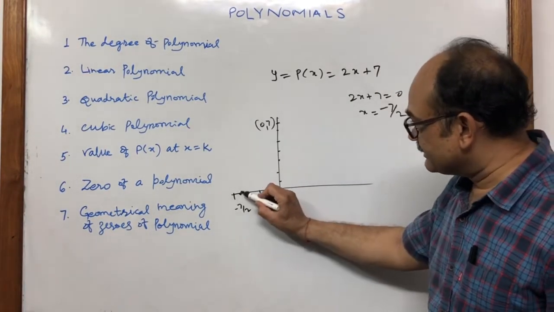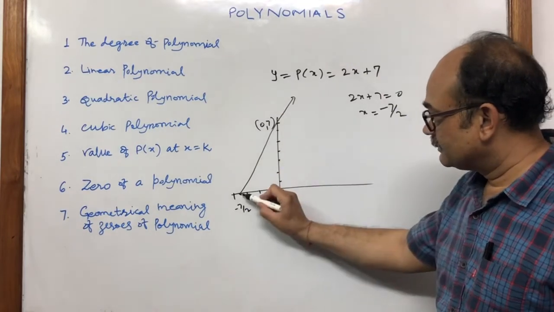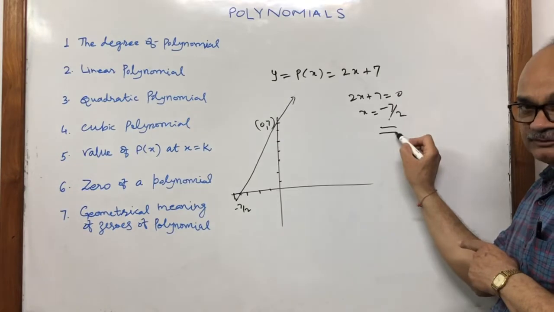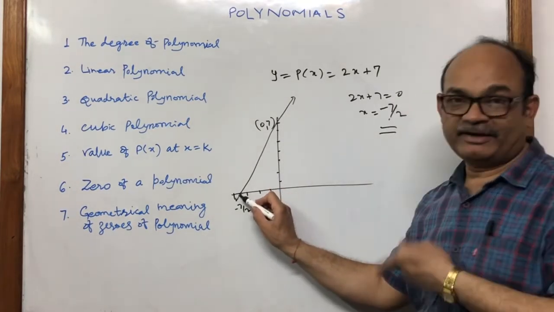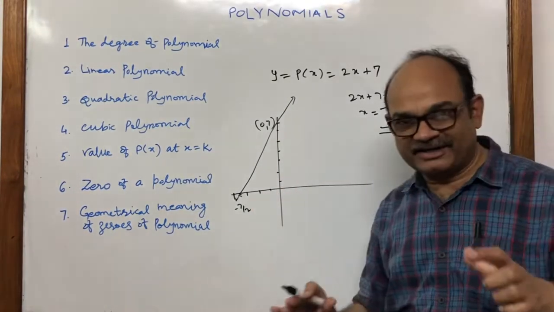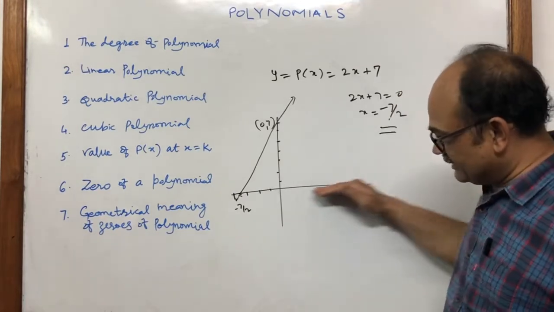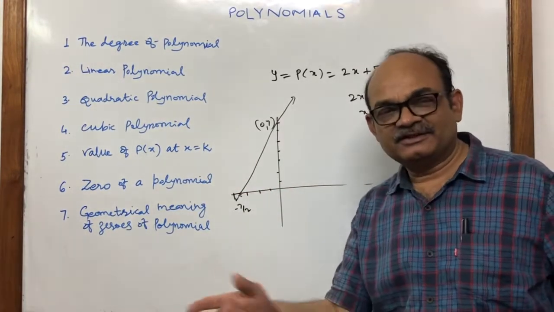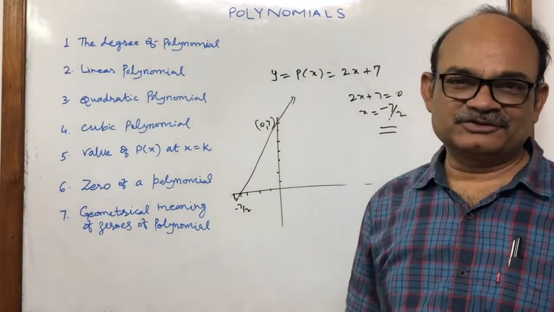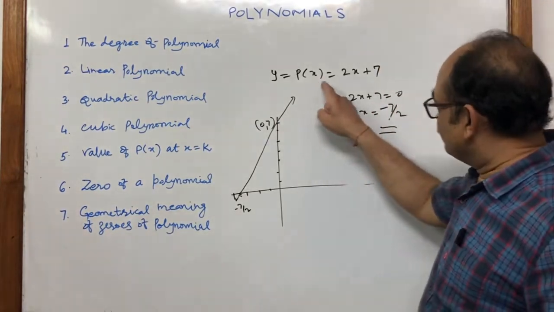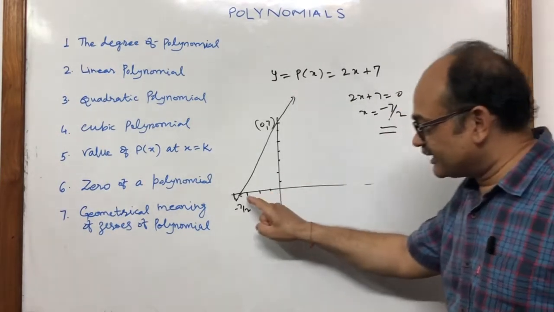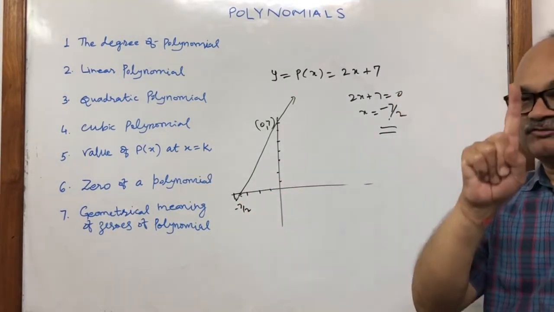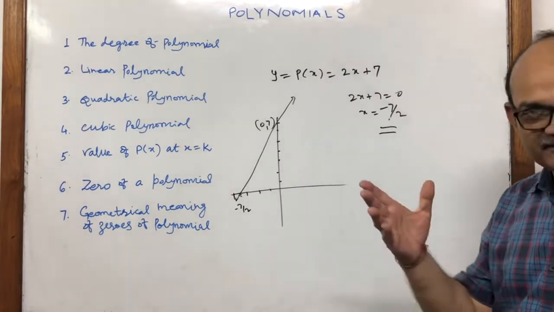The line is like this. What is the zero of the polynomial? Minus 7 by 2. Where will it cut the x-axis? Minus 7 by 2. So the geometrical meaning is: the points where the line cuts the x-axis are said to be zeros of the polynomial. Here we draw the line. It will cut the x-axis at only one point, minus 7 by 2. Minus 7 by 2 is the zero. Clear?